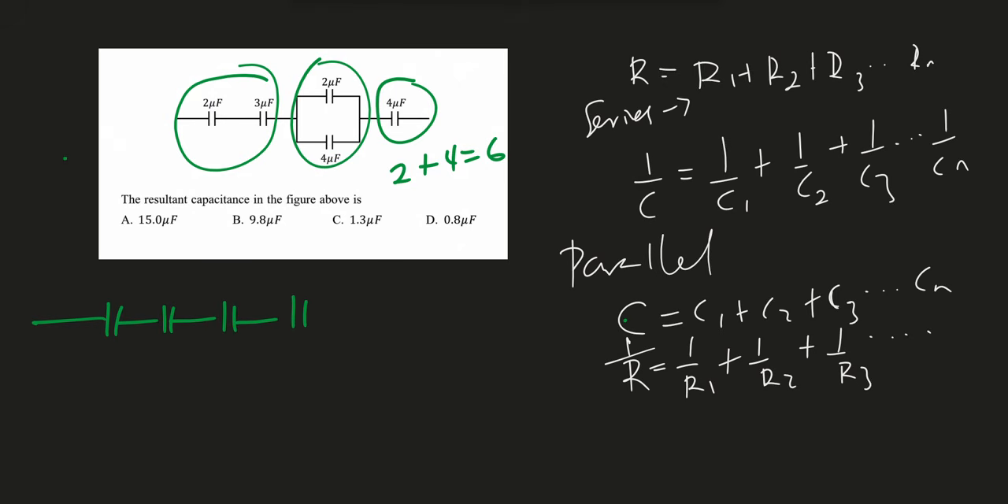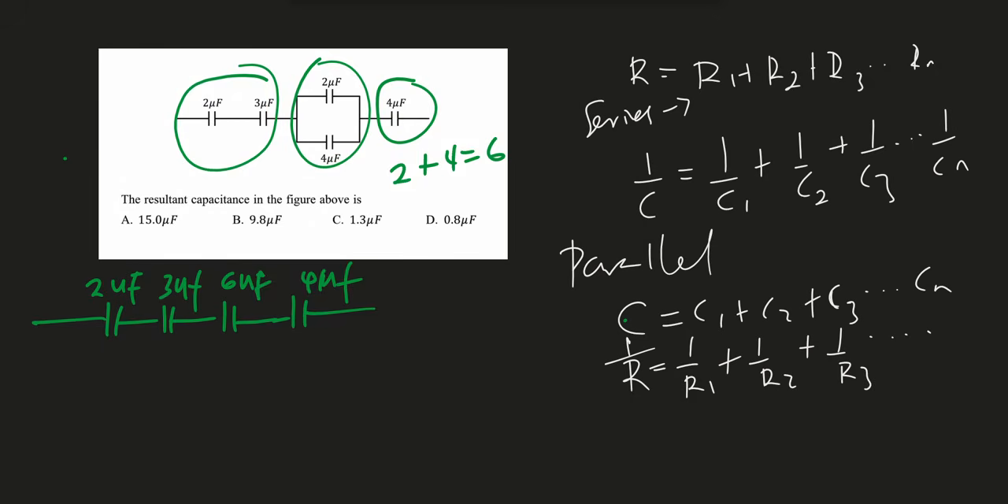Okay, all in series. So we have the 2 microfarad, and then we have the 3 microfarad. We also have the 6 microfarad now, and then we have the 4 microfarad. So let's add them together. For us to add them together, they are all in series now.